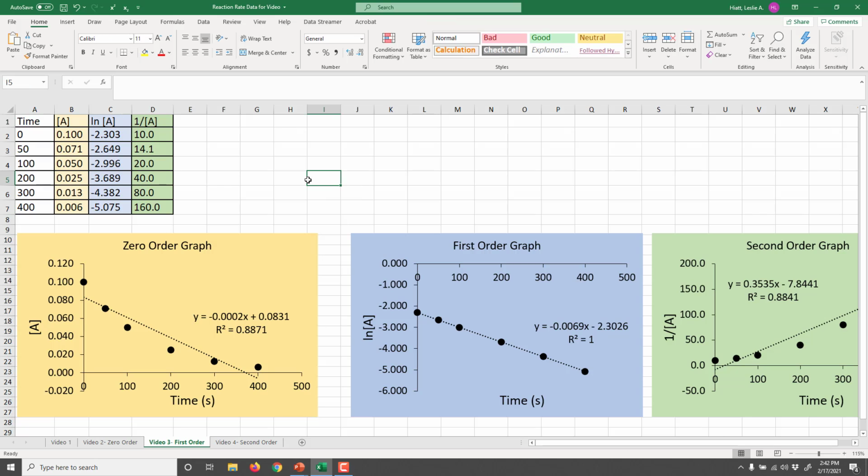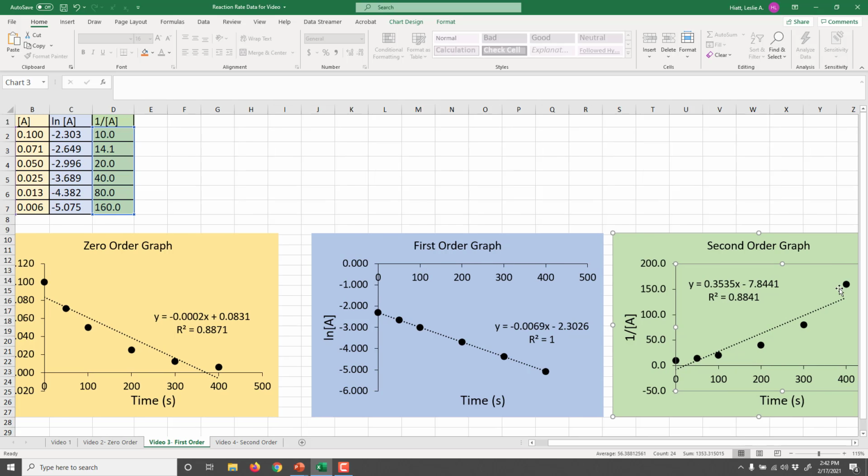Let's do another example. So here's another set of data. Same process as before. I've got my data. I took the natural log of this column, I took 1 over this column, got my data, and then graphed it. So here's my 0 order graph. Notice how it's curved, doesn't really fit the trend line very well. Here, perfect, R squared of 1. Here, nope, doesn't really match. It's got a curve to it, so it's not very linear. And so this would tell me that I have a first order set of data.